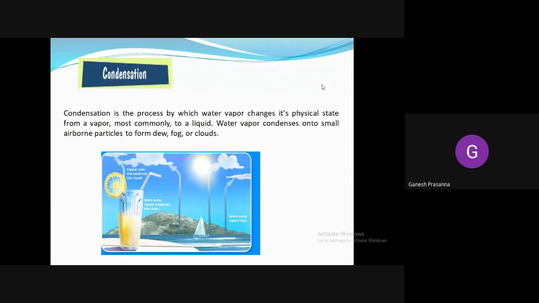So next is condensation. As you know, it is a process by which water vapor changes its physical state from a vapor state to a liquid state. Condensation is the process where water vapor condenses onto small particles. Dew, fog, and clouds are formed by the process of condensation.